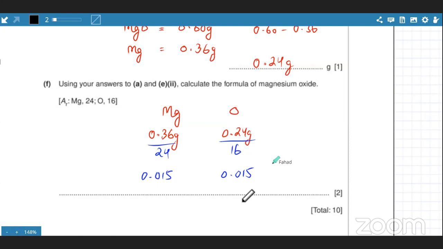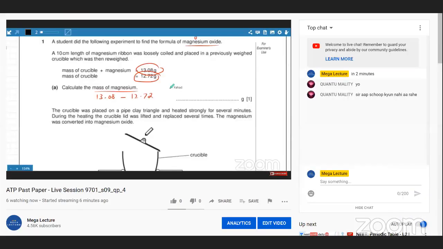And the last step is you find the simplest ratio. Now, this is the mole ratio, but it's in decimals. What's the simplest whole number ratio? For that, you divide by the smallest, which in this case is the same value. It's 0.015 divided by 0.015. And I'm going to divide this by 0.015 as well. And the ratio that I'm going to get is 1:1. So that means in the formula, Mg is 1 and oxygen is also coming out to be 1.